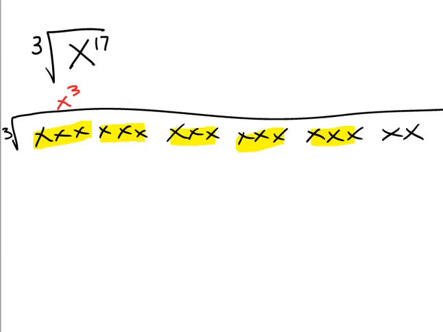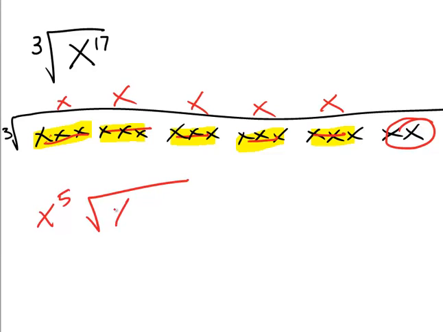Sorry, an x came out, right? For every 3 inside, I get 1 outside. So that's 1, 2, 3, 4, 5. So that's x to the 5th, and I have 2 left that can't come out. They have to stay in there. So that's x squared. That's what the picture of what we're doing looks like. Let's test it and see what happens.